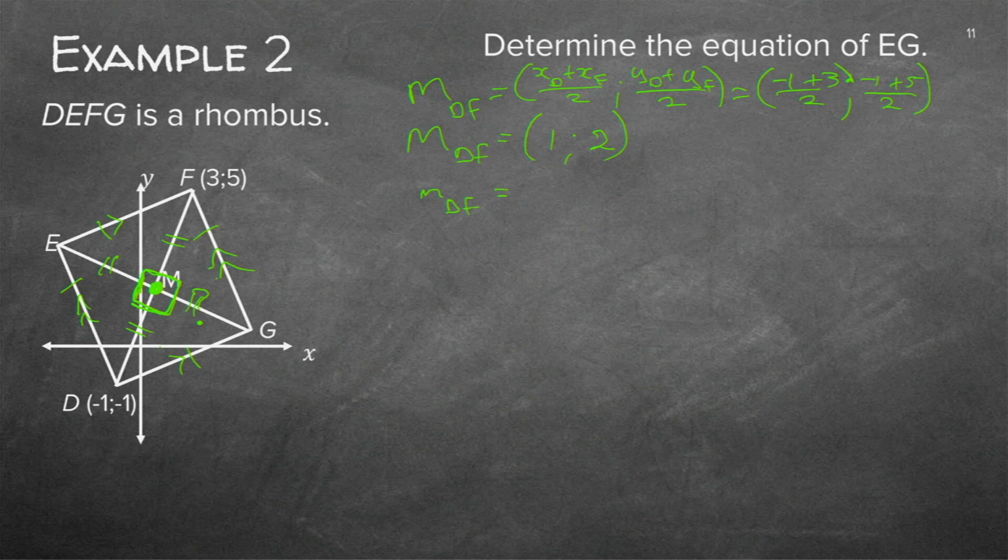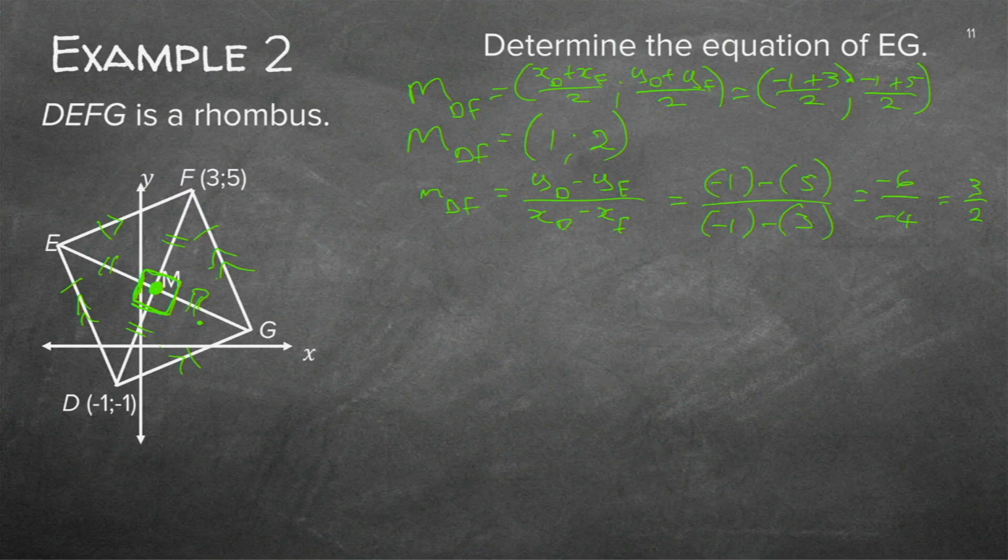So I need to find the gradient of DF. Gradient is y of d minus y of f over x of d minus x of f. Now you'll see if I use the f and the d instead of 1 and 2, it just makes it easy, because if I fill it in now, I'm going to make all my empty brackets. If I fill it in, the y of d is minus 1, minus the y of f is 5. The x of d is also minus 1, x of f is 3, and that gives me minus 6 over minus 4, which gives me plus 3 over 2.